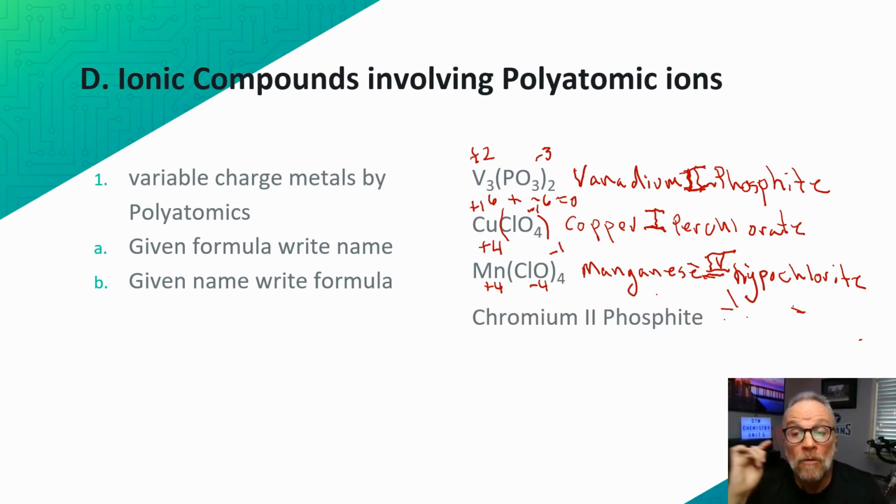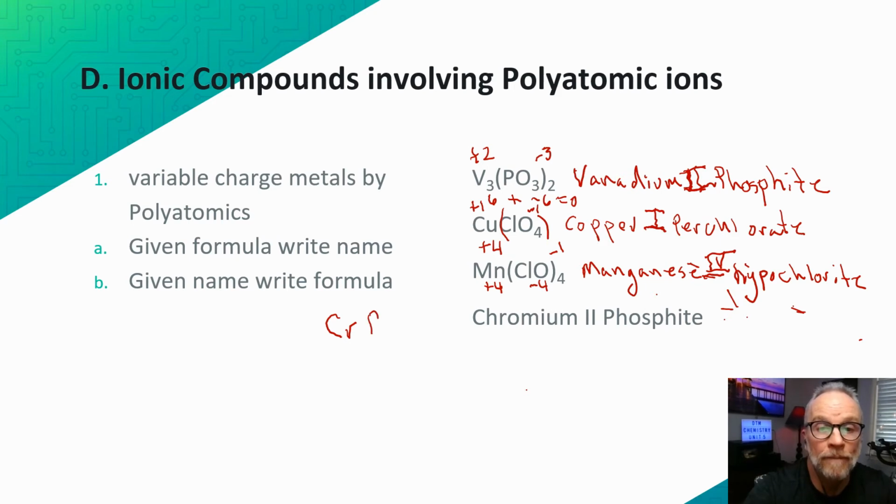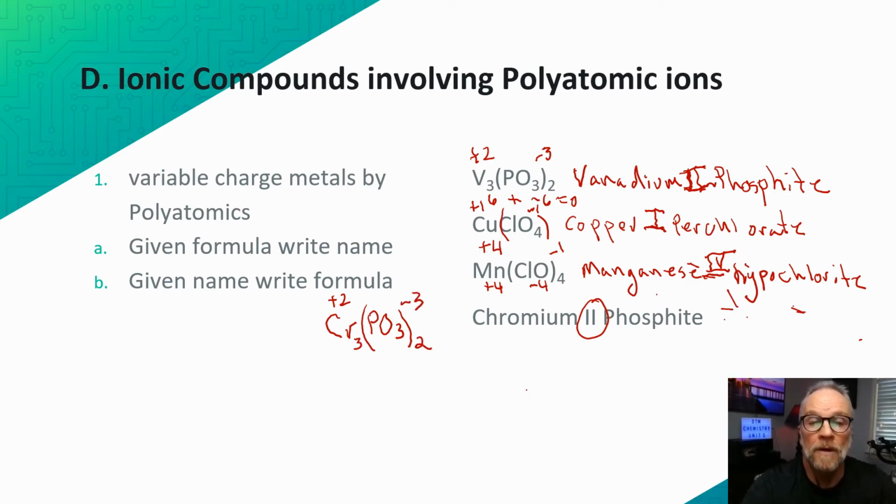All right, so now we're going to go back the other way and write the symbols given the name. And I think this is actually a little bit easier. So chromium is Cr, and phosphite is PO3. And with this one, chromium is +2 because it's given to us in the name, and phosphite's -3. So we've got 3 and 2 here. All right. So now that is charge neutral, +6 on one side and -6 on the other.